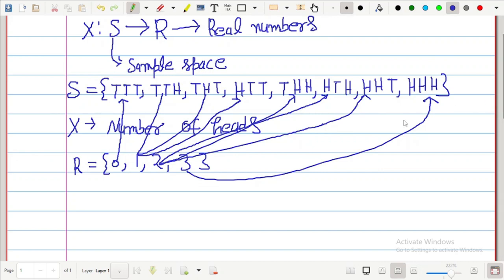Now if we define probability, so the probability X is 0 means the probability that the number of heads is 0. So there is only one event in which you can say that the number of heads is 0. So that is 1 upon 8, because the total number of events in the sample space is 8. So the probability that there are 0 heads is 1 upon 8.